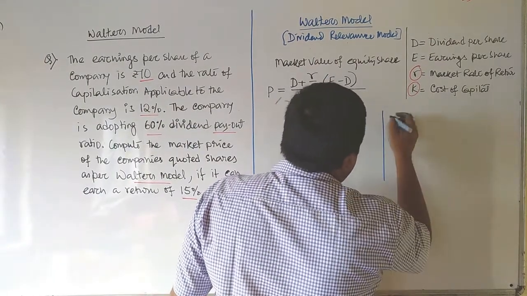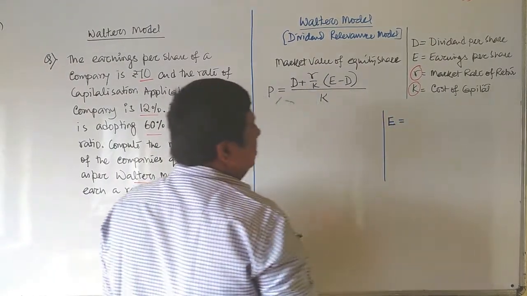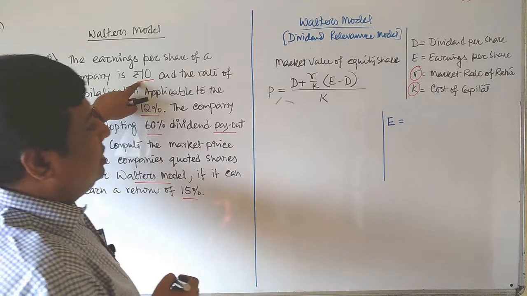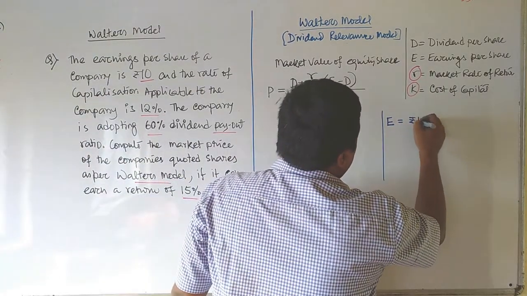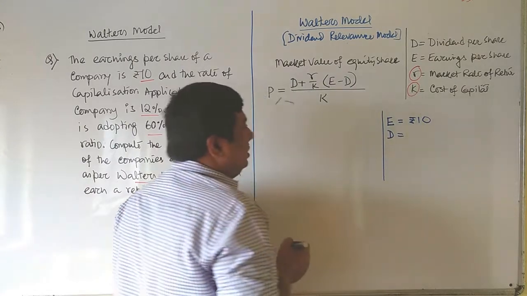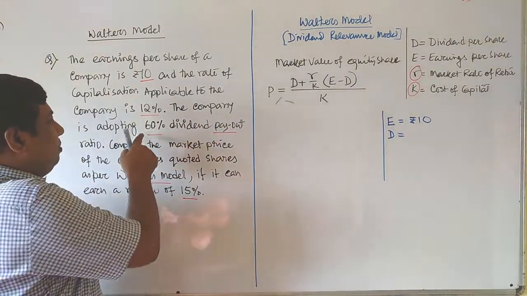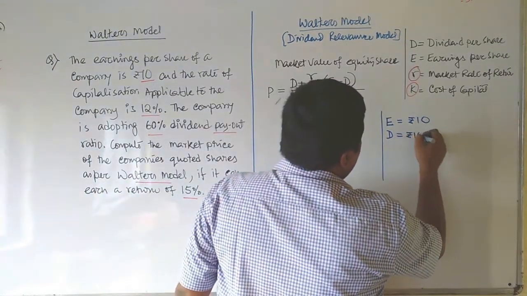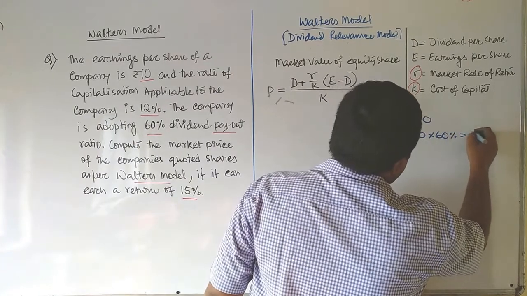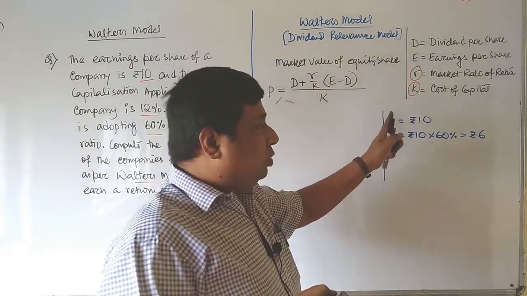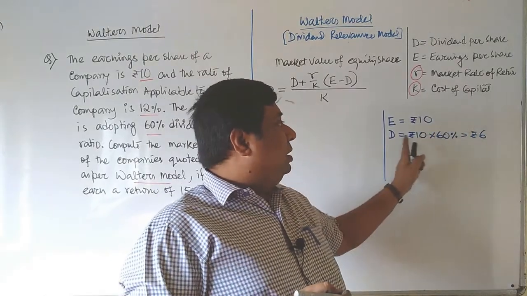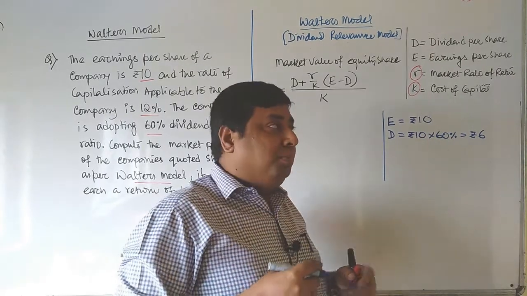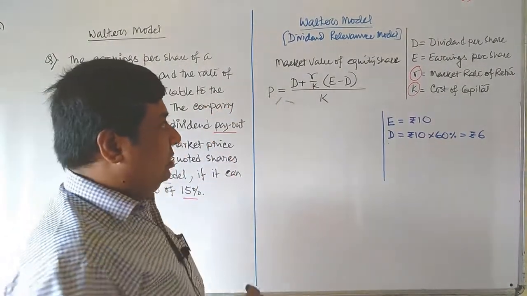If you look into the question, first you can consider E. E stands for earnings per share. Earnings per share of the company is rupees 10. Then you can write over here E is rupees 10. Then D. D stands for dividend per share. The company pays out 60% of such. Then D should be rupees 10 into 60%, rupees 6. The company distributes rupees 6 per share. Rupees 4 per share the company retains in the business.